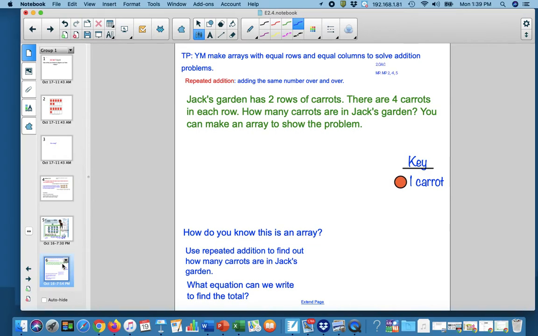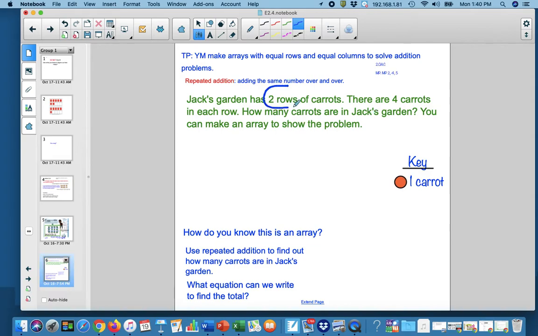Jack's garden has 2 rows of carrots. If you close your eyes, you should be able to visualize his 2 rows of carrots. There are 4 carrots in each row. How many carrots are in Jack's garden? Well, you can make an array to show the problem.